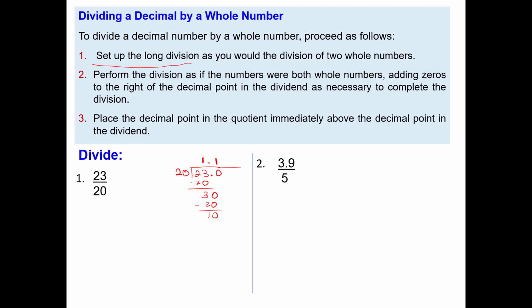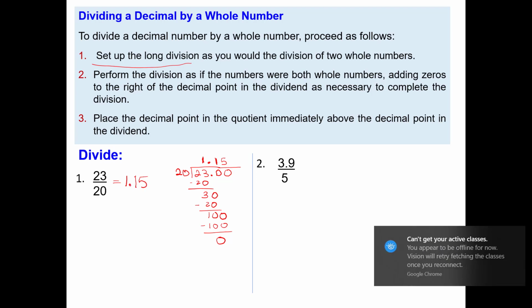Subtracting leaves 10. After we add the zeros, we add as many zeros as we need and bring the 0 down. How many 20s are in 100? 5. And 5 times 20 is 100, minus 100 is 0. Now the remainder is 0. The answer is 1.15. Then 23 divided by 20 equals 1.15.